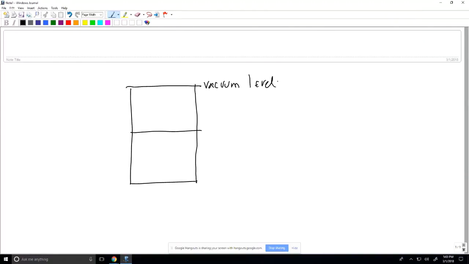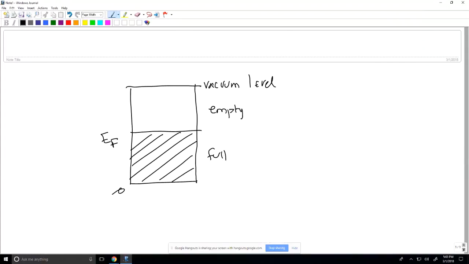Any energy levels above it are outside the metal. The bottom of the valence band is usually fixed at 0, and the top of the band where all the electrons are filled is called the Fermi level. These levels are all full, these levels are empty. But the important fact to note is that between the full and the empty states, there is absolutely no energy gap. The y-axis here represents energy.